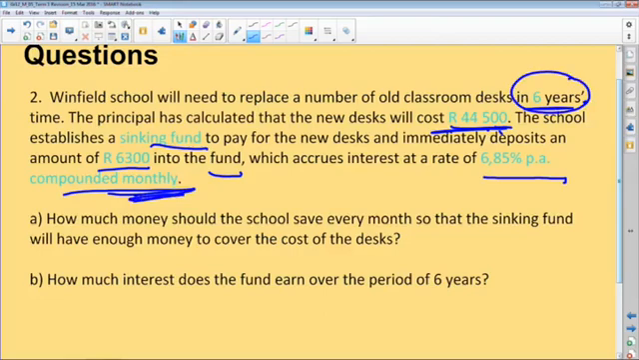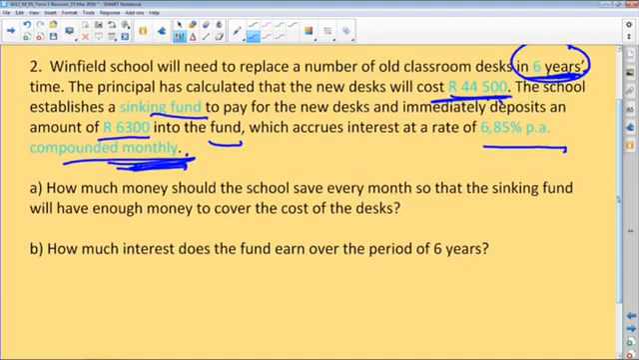So that already tells me, well, hang on, something there doesn't match. I need to make my number of years match the compounding interest period, okay? So we need to change years to months when we get to that point. But let's further break down the question, right?